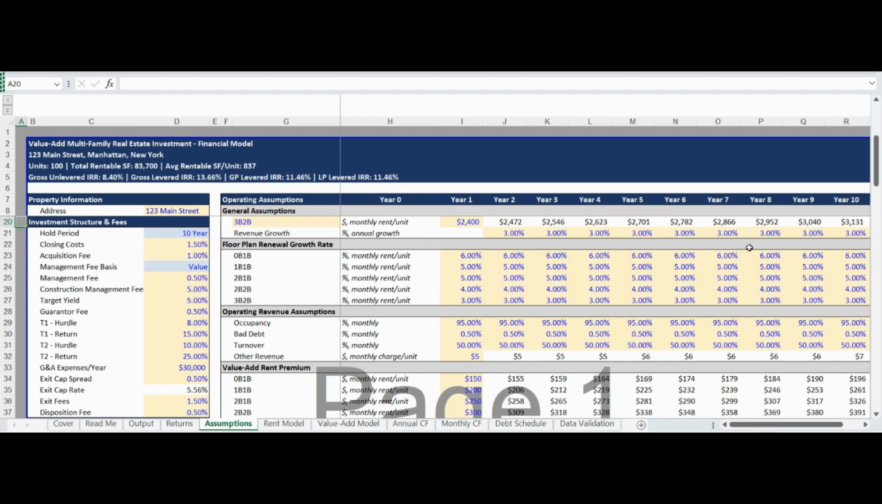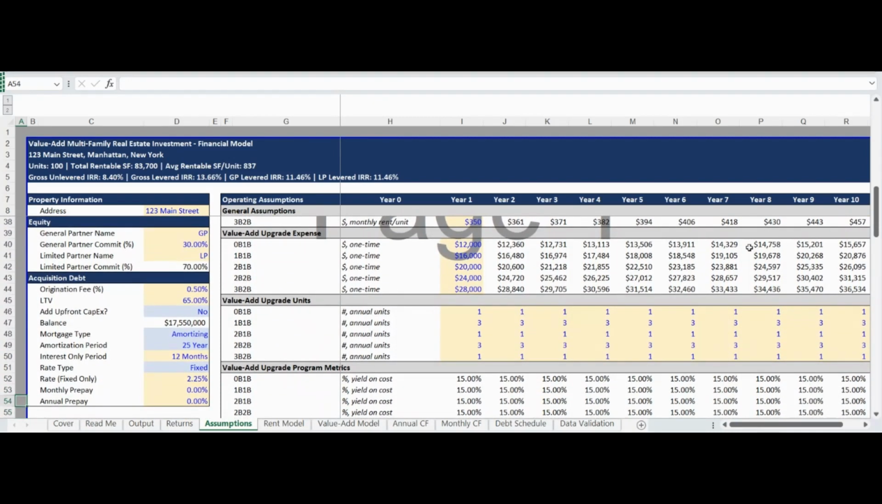Specific to investment returns, this assumptions section has the inputs for the distribution yield as well as the two-tier promote structure. This assumptions section concludes with inputs for the exit cap rate spread and disposition fees charged on exit. The next non-operating assumption is for the general partner and limited partner equity contribution. The final non-operating assumption input is for the acquisition debt.